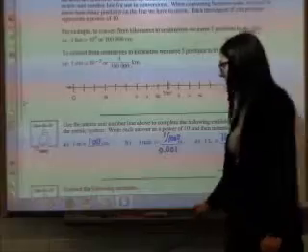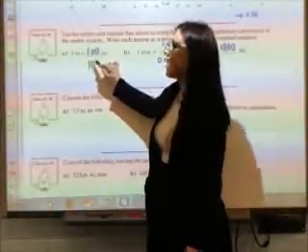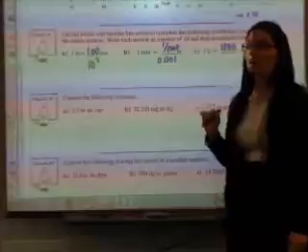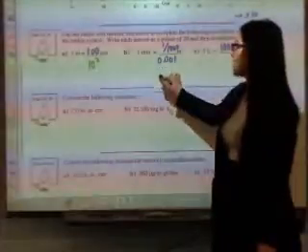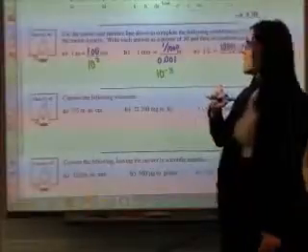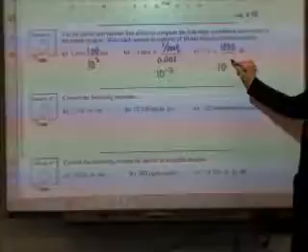If I wrote all of these as powers of 10, 100 as a power of 10 would be 10 to the power of 2. 1/1000th would be 10 to the power of -3. And 1,000 would be 10 to the power of 3.